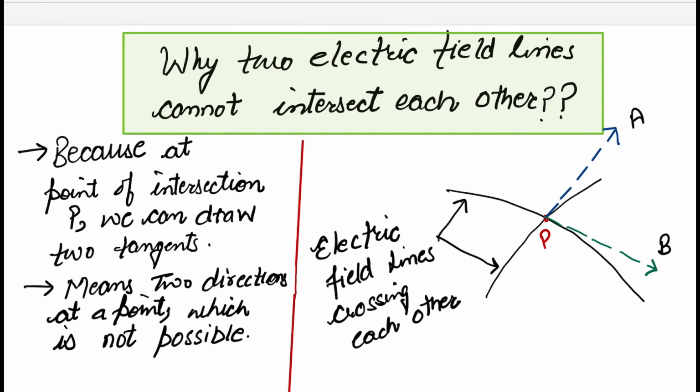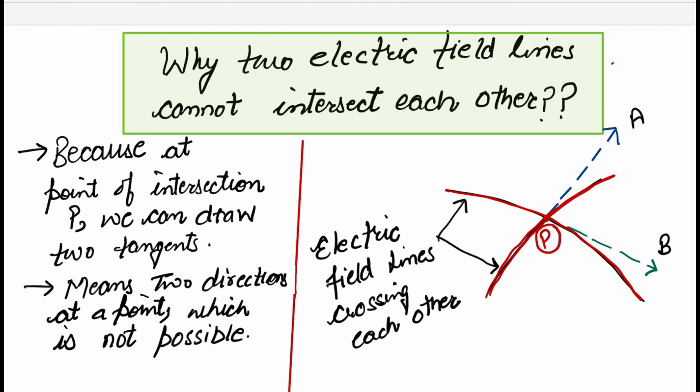The next thing is a common question. It can be asked in your board exam, and it can be put in the form of an objective question during your entrance exam: two electric field lines cannot intersect each other. Because if you draw two electric field lines, this is the first field line and this one is the second field line, they are crossing each other at point P.